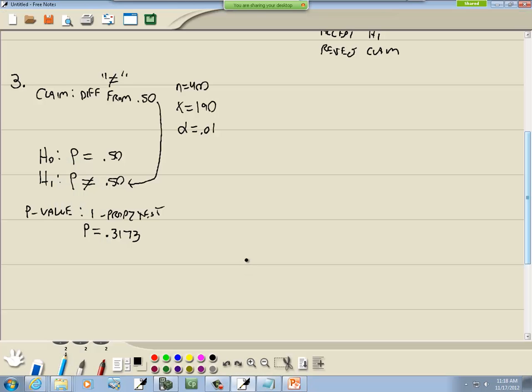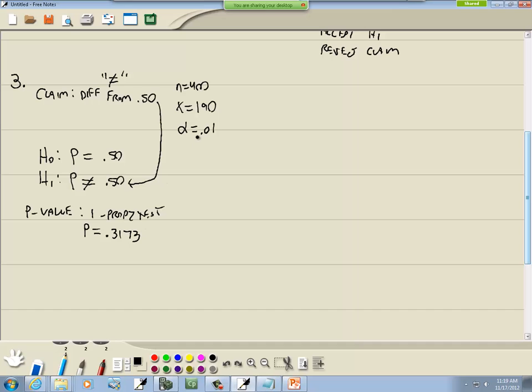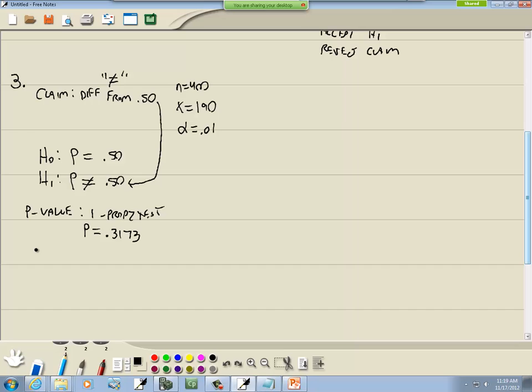Okay. If p-value is less than alpha, reject H0. If p-value is greater than alpha, it says accept H0. Here the p-value is greater than alpha, isn't it? So for conclusion, I'm going to accept H0, which means we'll reject H1. H0 and H1 are opposites of each other. Our claim matches H1, so whatever we say about H1 is what we say about our claim. So we'll reject our claim.